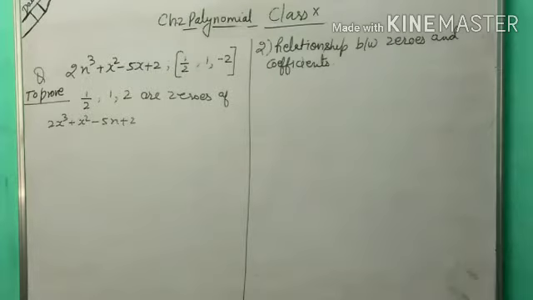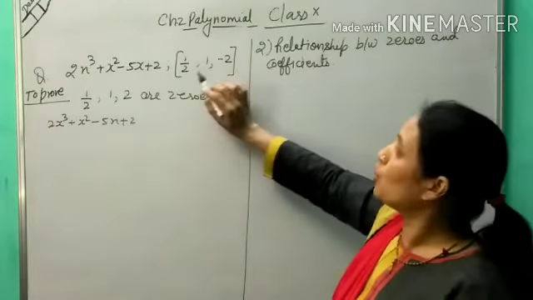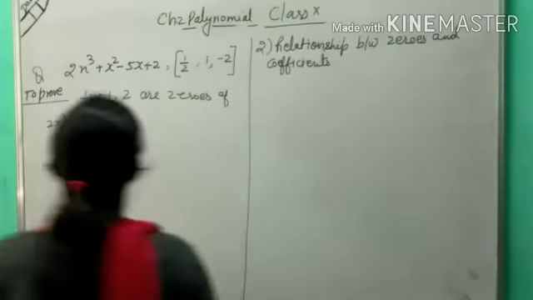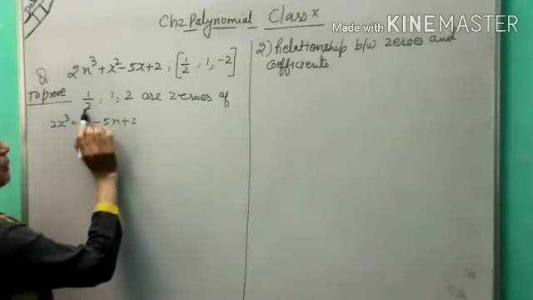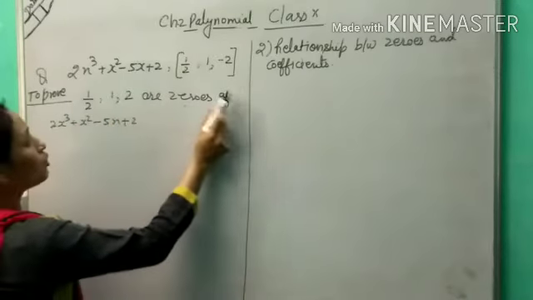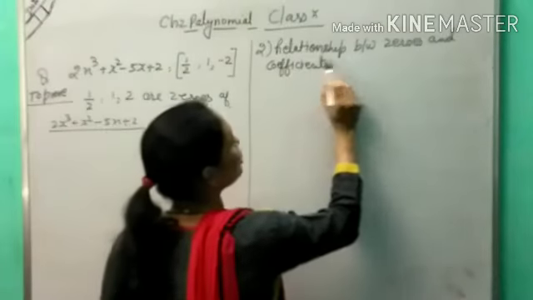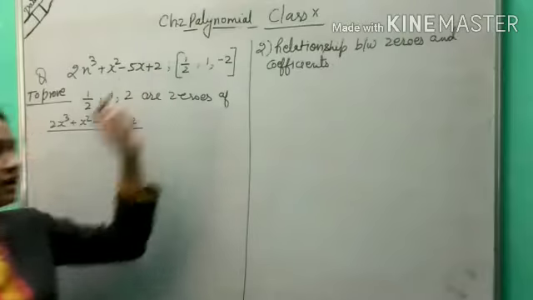Today we have a question from the NCERT book, chapter number 2, that is polynomials. In this question we have a cubic polynomial, 2x cube plus x square minus 5x plus 2, and in the bracket we have 1 upon 2 comma 1 comma minus 2. So we need to prove two things here: that 1 upon 2, 1 and minus 2 are the zeros of this polynomial, and the second thing we need to prove is the relationship between the zeros and the coefficients of this polynomial.